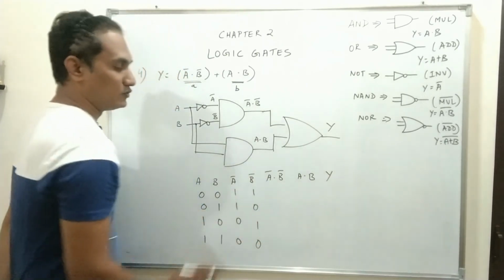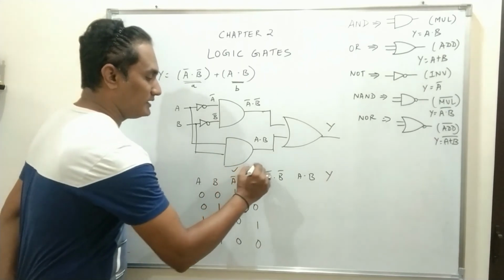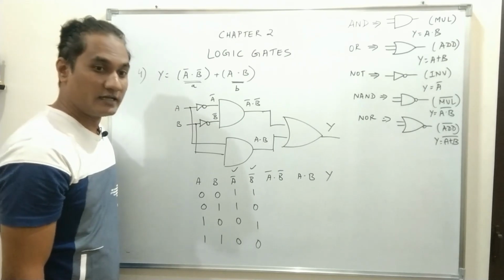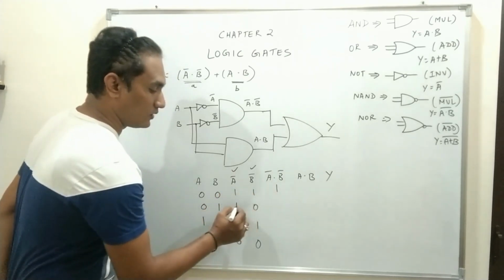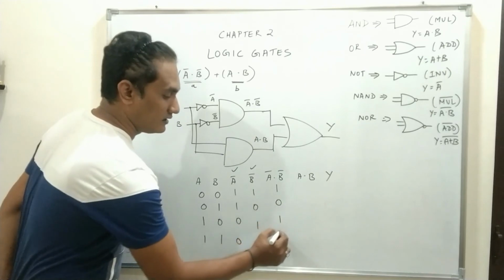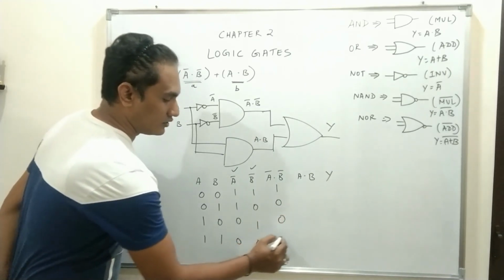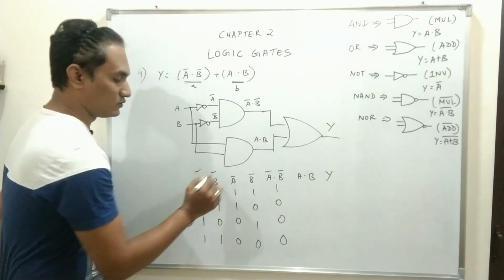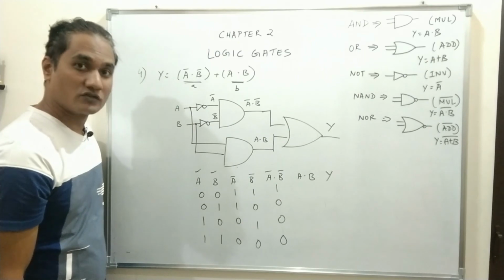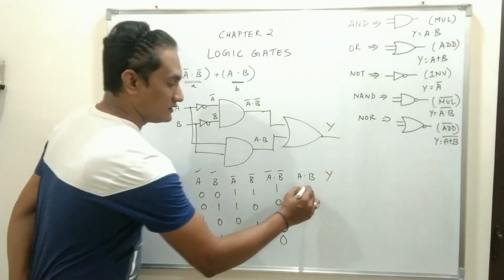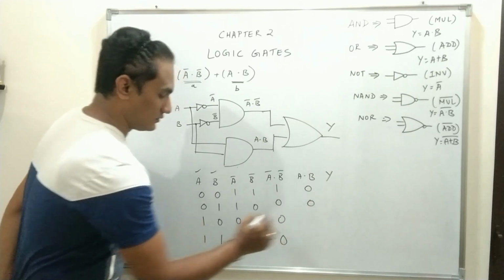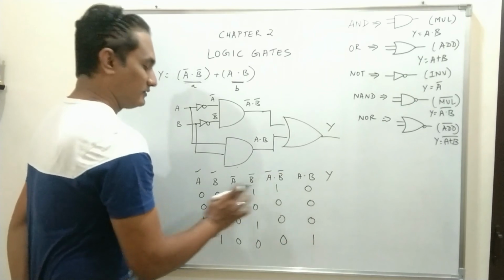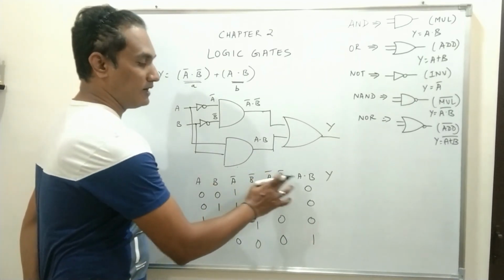And then next we have to do A bar dot B bar. So A bar dot B bar means between these two columns you have to apply AND logic. AND logic amounts to multiplication. So it will be 1 dot 1, 1; 1 dot 0, 0; 0 dot 1, 0; and 0 dot 0, 0. Similarly, what will be A dot B? A dot B means between these two columns you have to apply AND logic, which amounts to multiplication. So 0 dot 0, 0; 0 dot 1, 0; 1 dot 0, 0; 1 dot 1, 1. So we have got A bar dot B bar and A dot B.